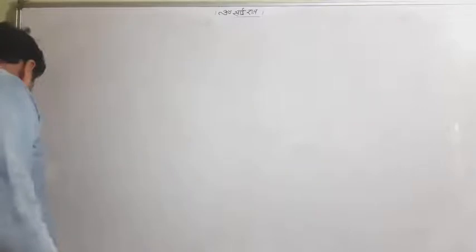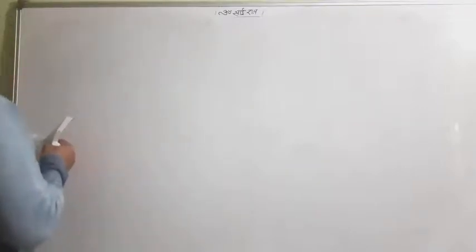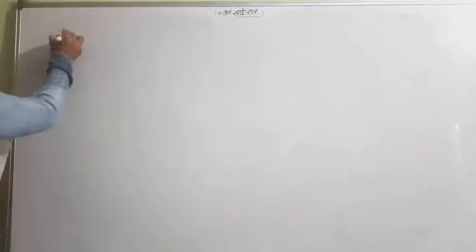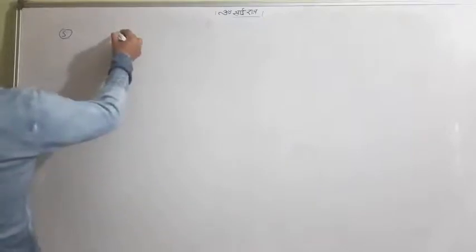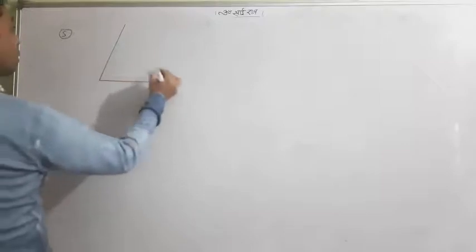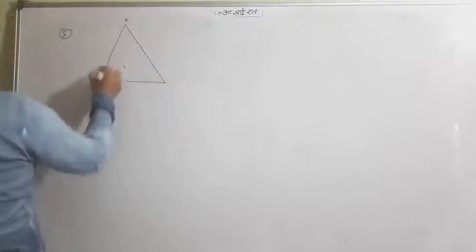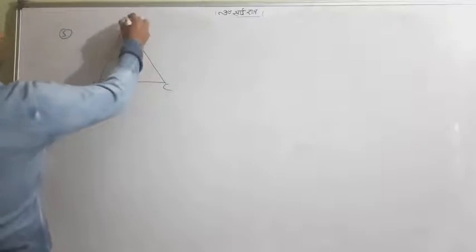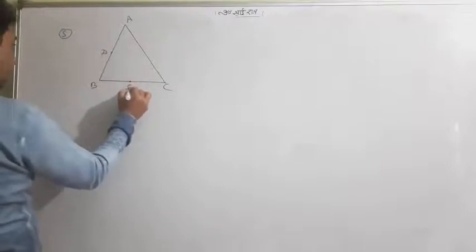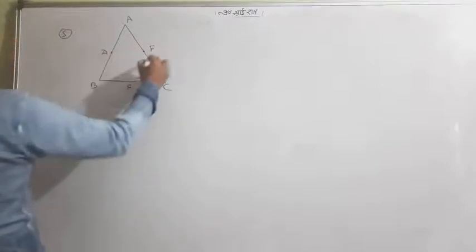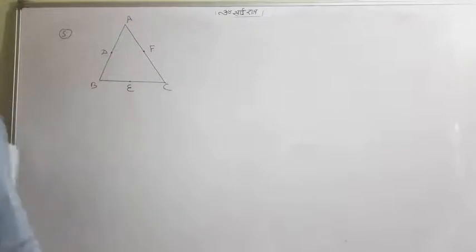Okay, now I'll move on to some other question of the exercise. I'll take the fifth one. It again looks good. The fifth question says D, E and F are respectively the midpoints of sides AB, BC and CA of triangle ABC. Look at the question. Interesting question it is. We have triangle ABC, and D, E, F are midpoints of AB, BC and CA.